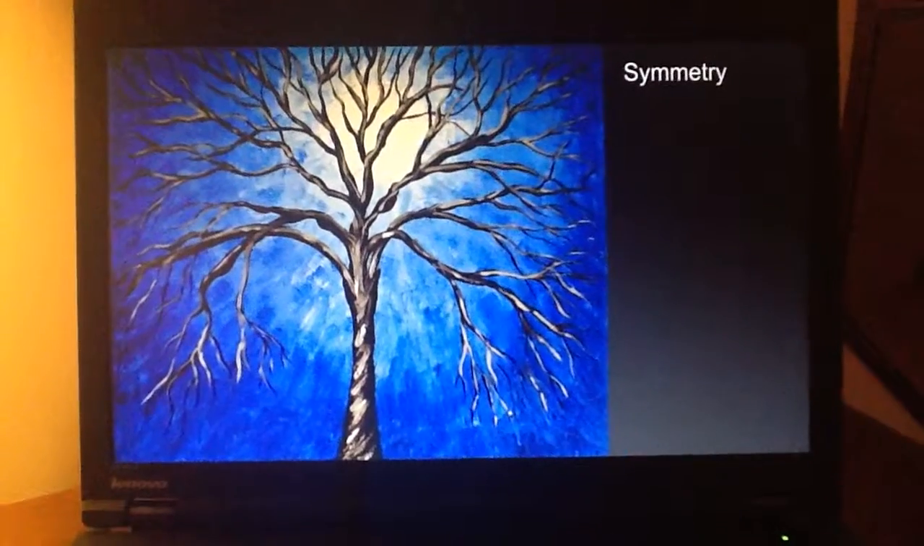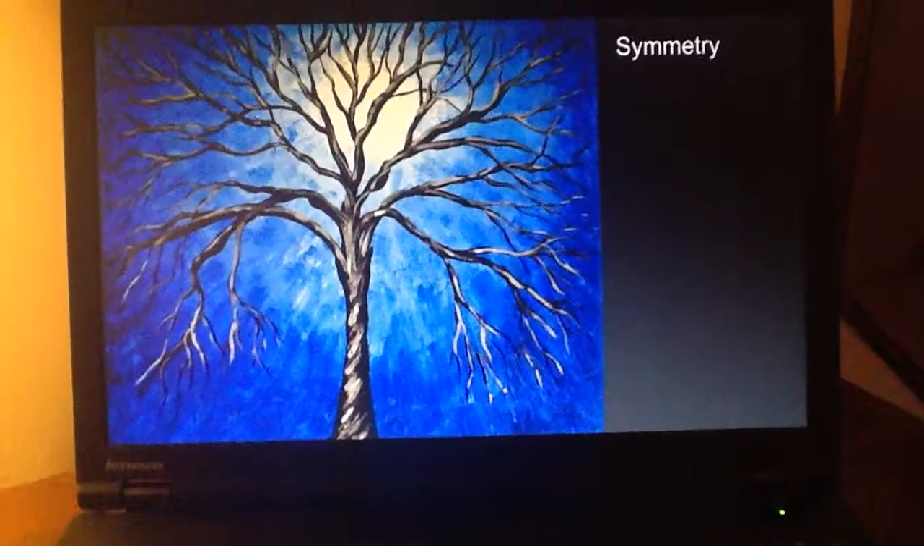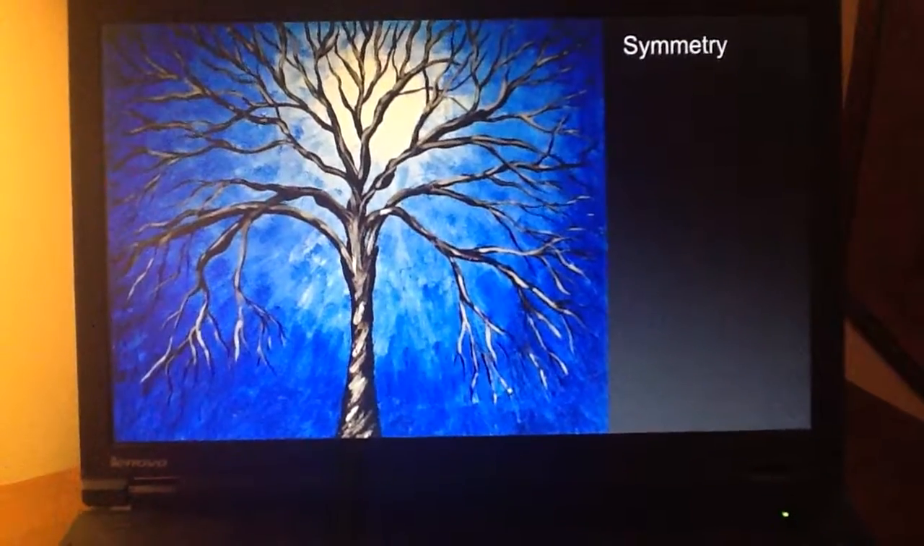This tree artwork is an example of symmetry. If you were to draw a line down the center of the tree, it is basically exactly the same on both sides. At least for visual weight, it is.